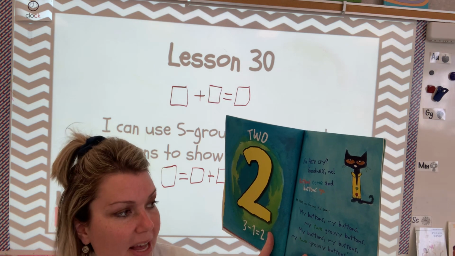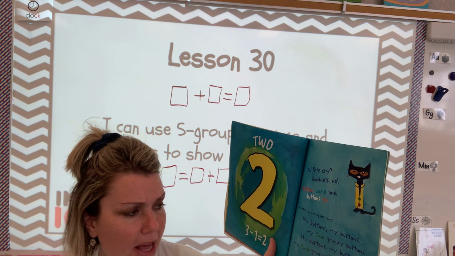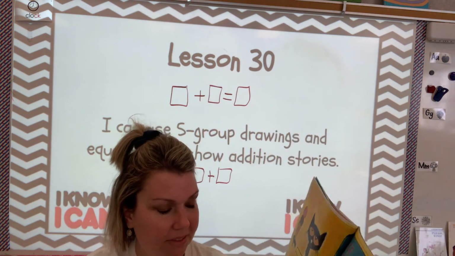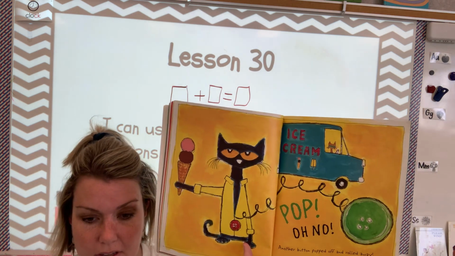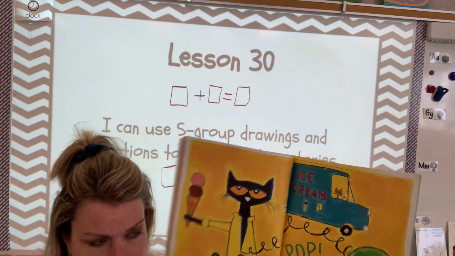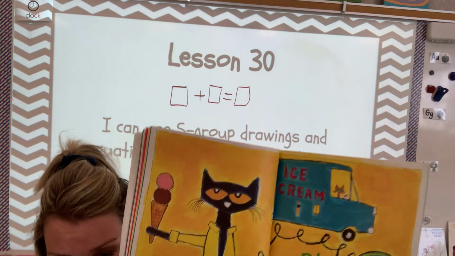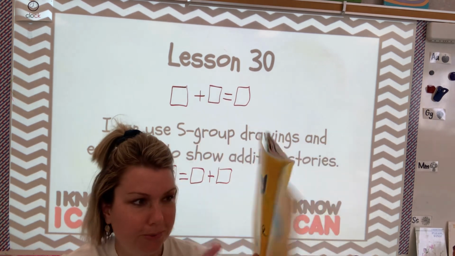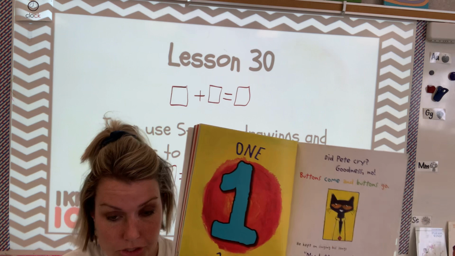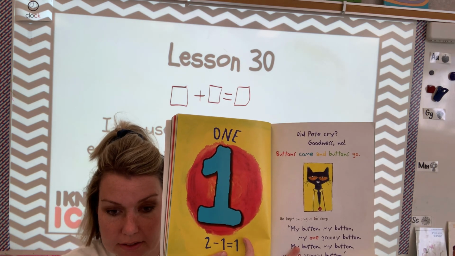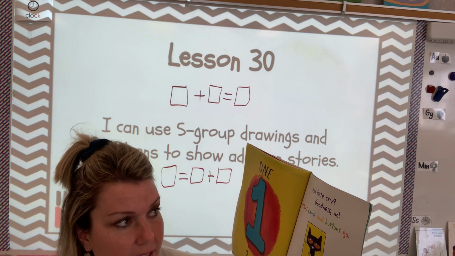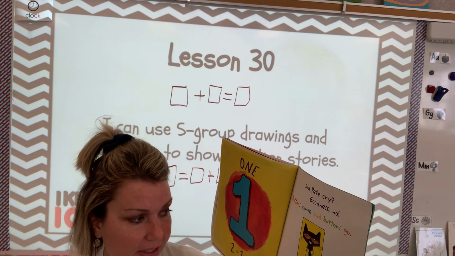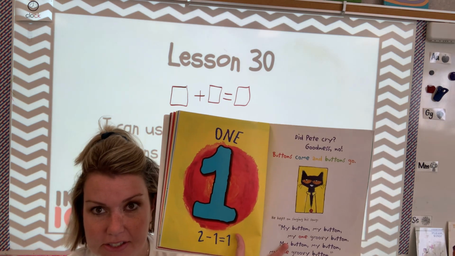My buttons, my two groovy buttons. Pop! Oh no! Another button popped off and rolled away. How many buttons are left? 1. 2 minus 1 equals 1. Did Pete cry? Goodness, no. Buttons come and buttons go. He kept on singing his song.